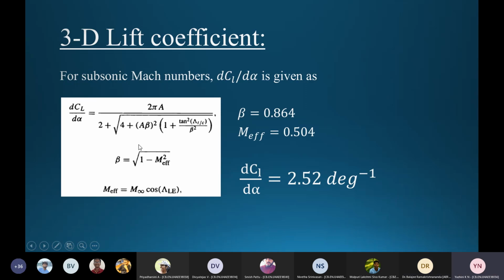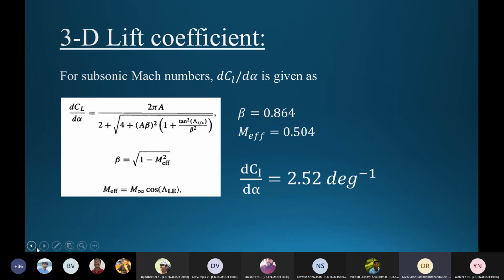We found the 3D lift coefficient, and dCl by d alpha is equal to 2.52 per degree. Huh? Per radian. Uh-huh. Should be. Seems to be too high. Something is wrong here. If you use this, you'll get per radian. Yes, you have to change it to per degree.